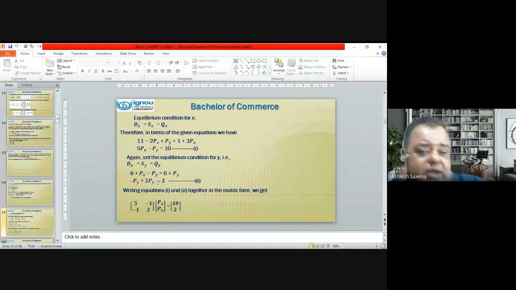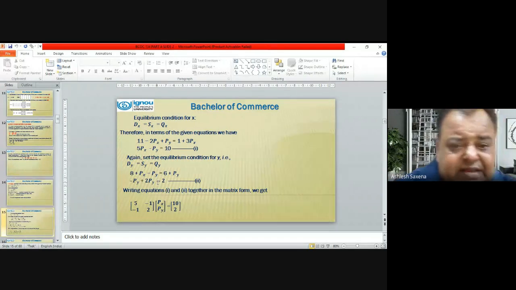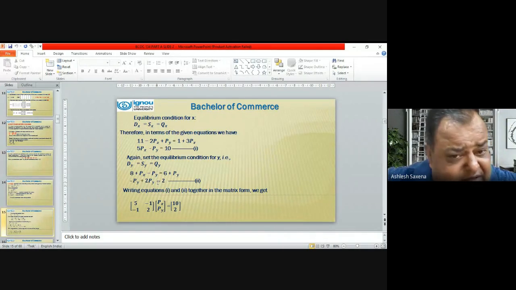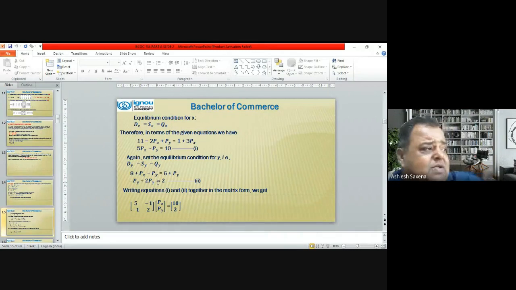For equilibrium for commodity X, Dx is equal to Sx is equal to Qx. That means demand will be equal to supply, and supply will be equal to quantity. So we will be taking two equations at a time. 11 minus 2Px plus Py equal to 1 plus 3Px. We will be bringing all the terms of Px and Py on the left side of the equation and the numbers on the right side. We will get 5Px minus Py equal to 10. This may be marked as equation number 1.